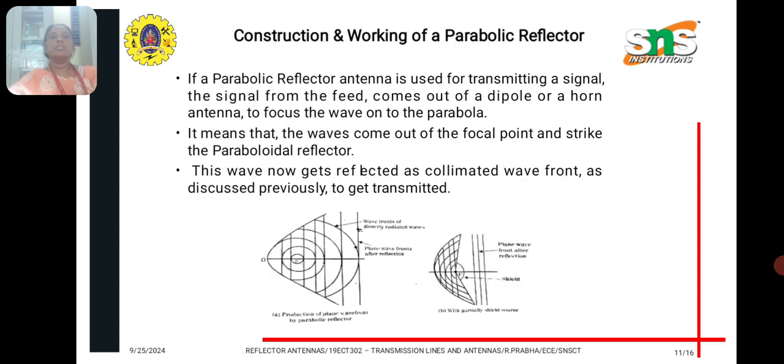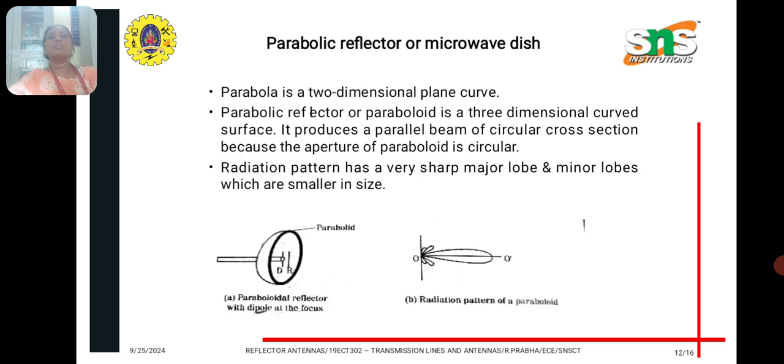Now, the construction and working of a parabolic reflector. If a parabolic reflector antenna is used for transmitting a signal, the signal from the feed comes out of a dipole or horn antenna to focus the wave onto the parabola. It means that the waves come out of the focal point and strike the parabolic reflector. This wave now gets reflected as a collimated wavefront, as discussed previously, to get transmitted.